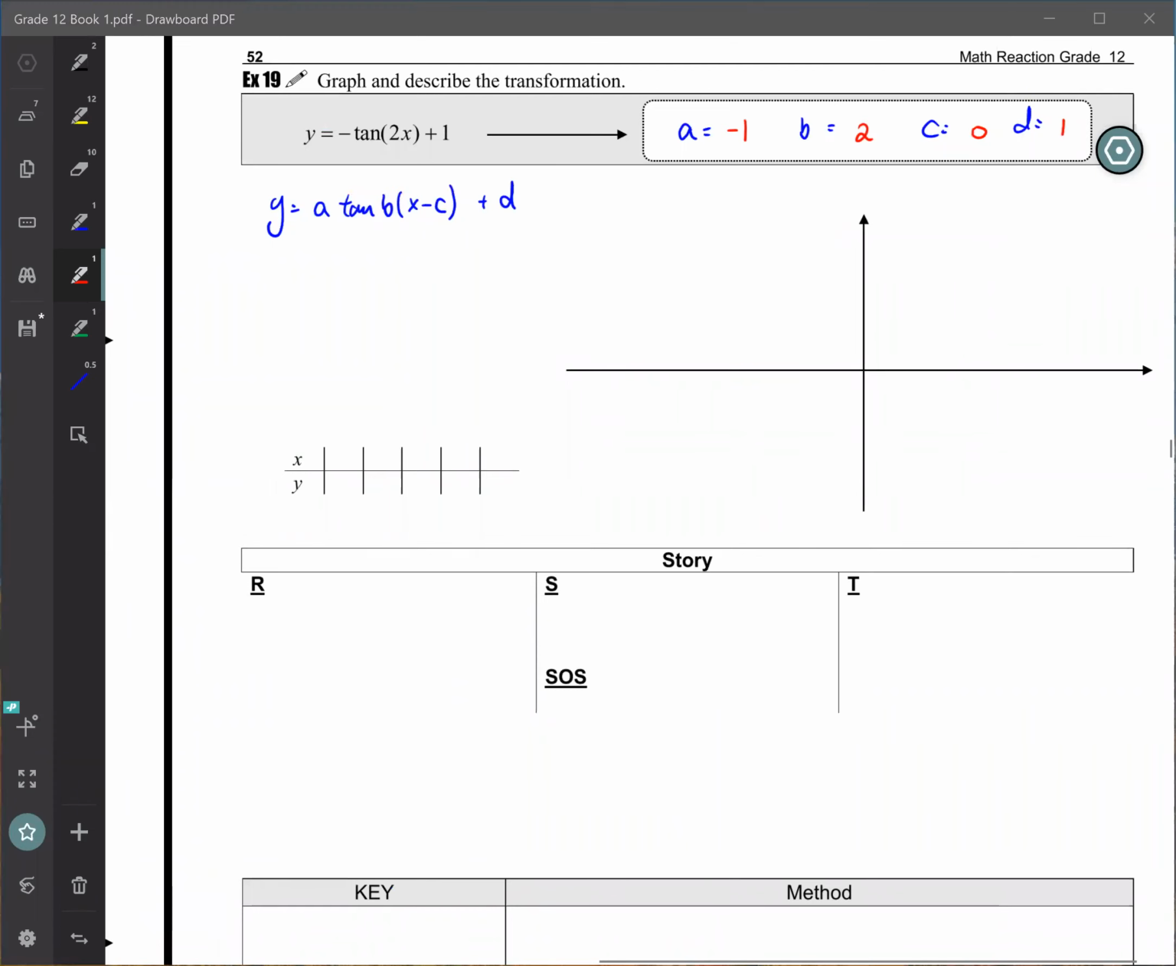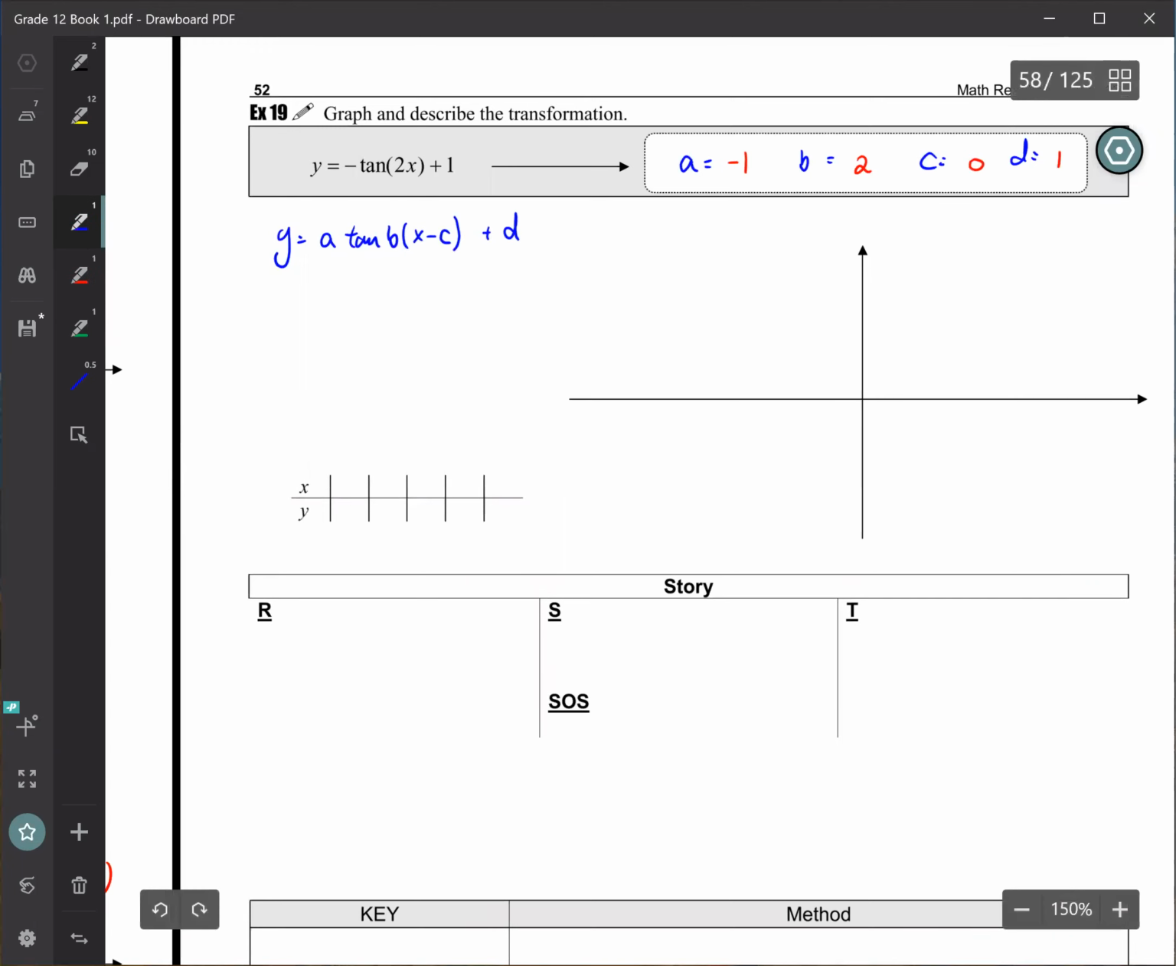All right, so now let's go to the story. What kind of reflection do we have? Trudy? Do we have any reflection for this tangent graph? Over x-axis. Very good. Wait, no. If A is negative, it will be over the x-axis. If B is negative, then it will be over the y-axis. Because with the x, reflect over y; with the y, reflect over x.